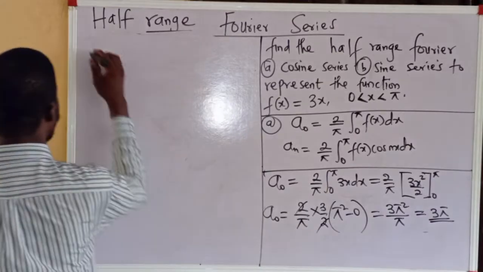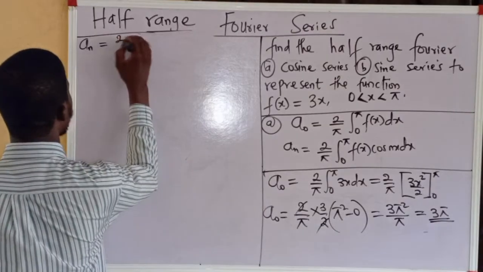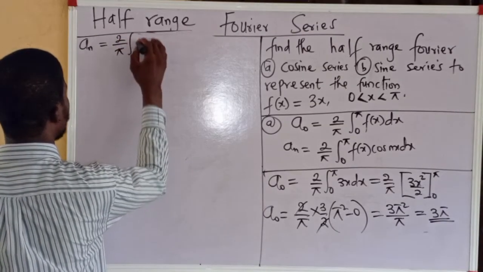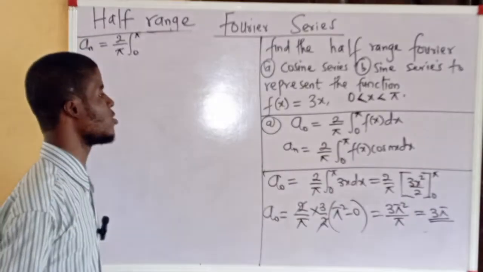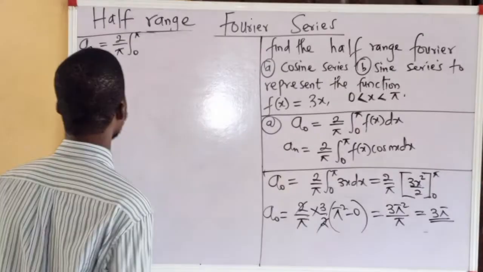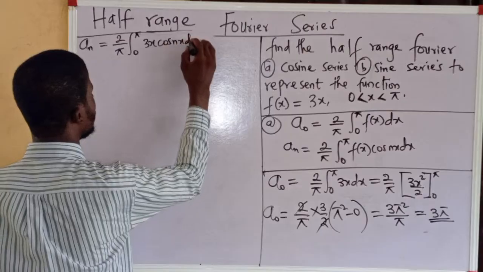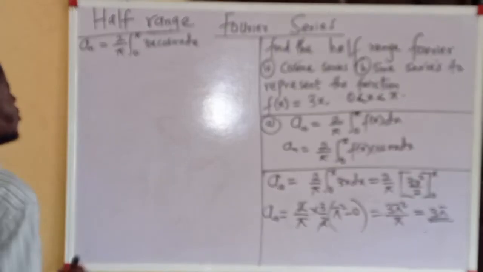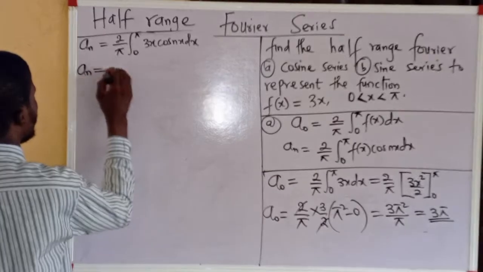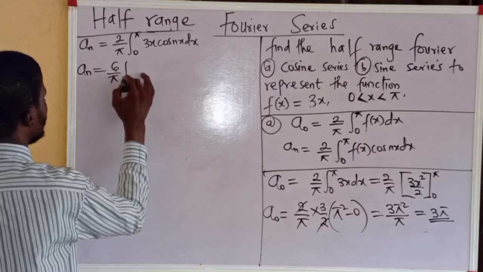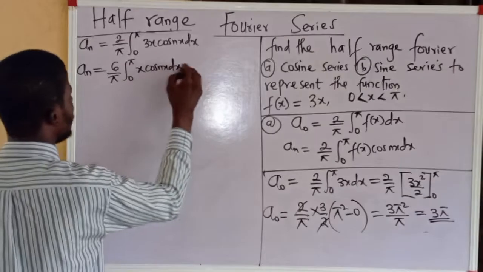What is a sub n now? A sub n is equal to this. 2 over pi times the integral from 0 to pi of f of x cos nx dx. What's f of x? 3x. So we have 3x cos nx dx. Okay, so 3 can come out. To multiply these two, we'll be having a sub n equal to 6 over pi into the integral from 0 to pi of x cos nx dx.